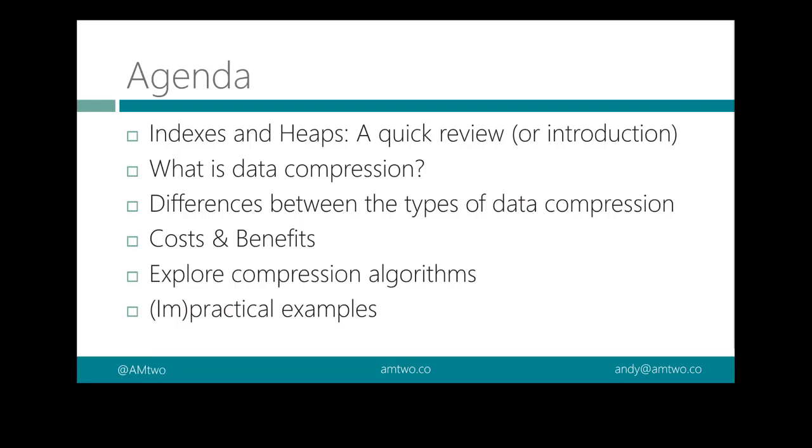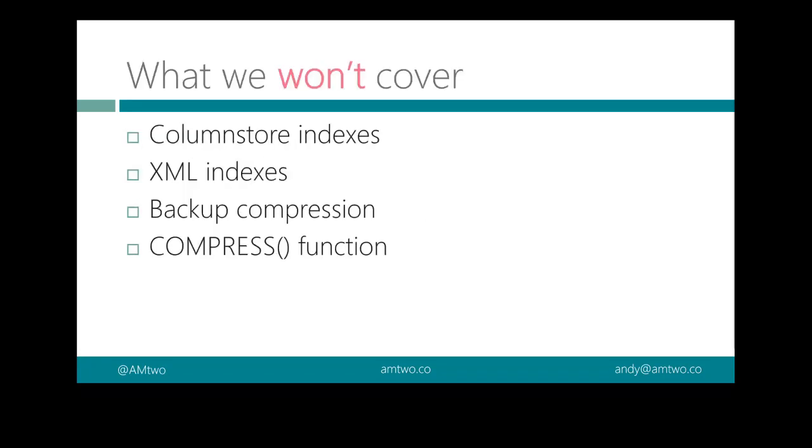Okay, so let's get into it. We are going to do a quick overview of indexes and heaps. We're going to talk about what data compression is, the different levels of data compression, costs, benefits, do a little bit of a deep dive into the algorithms, and some practical and not so practical examples, which is when we'll get into the demos. We are not covering column store indexes, XML indexes, backup compression, or the compress function.